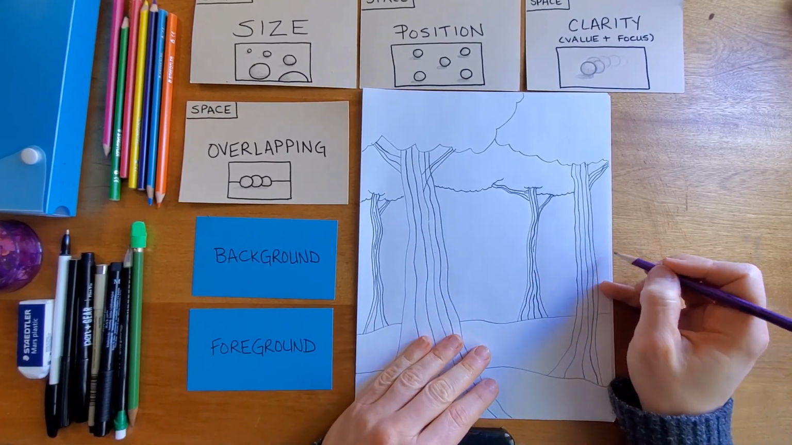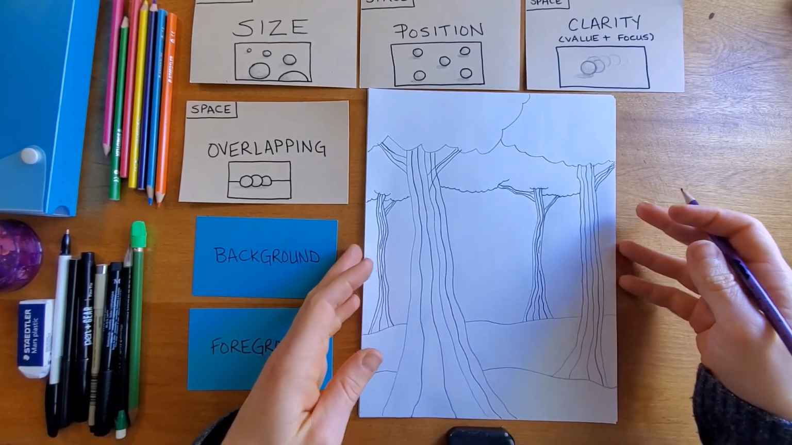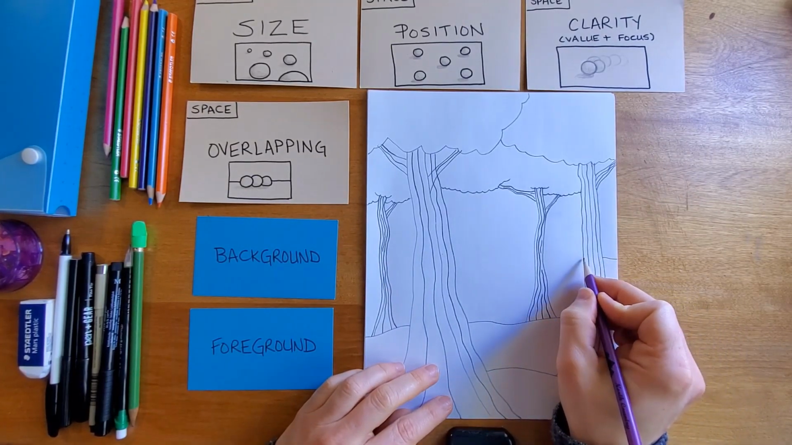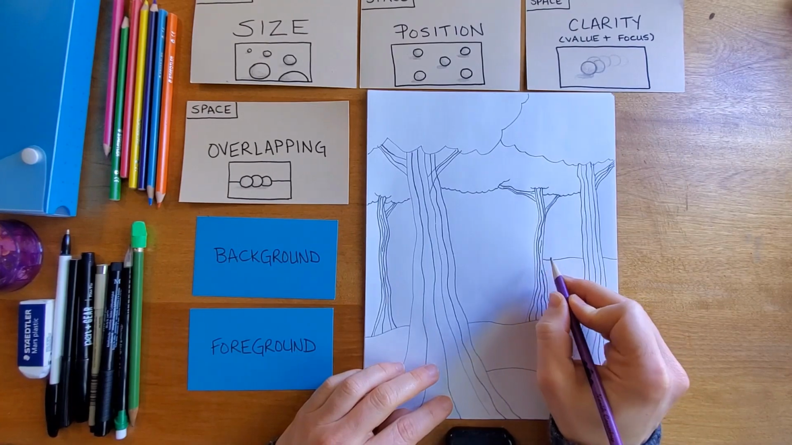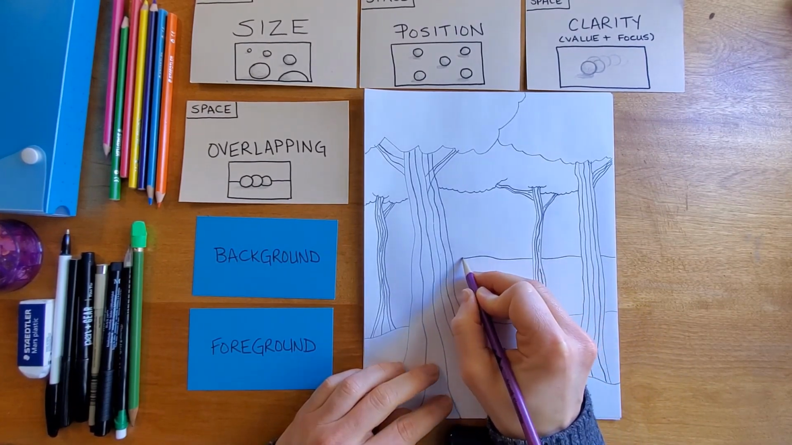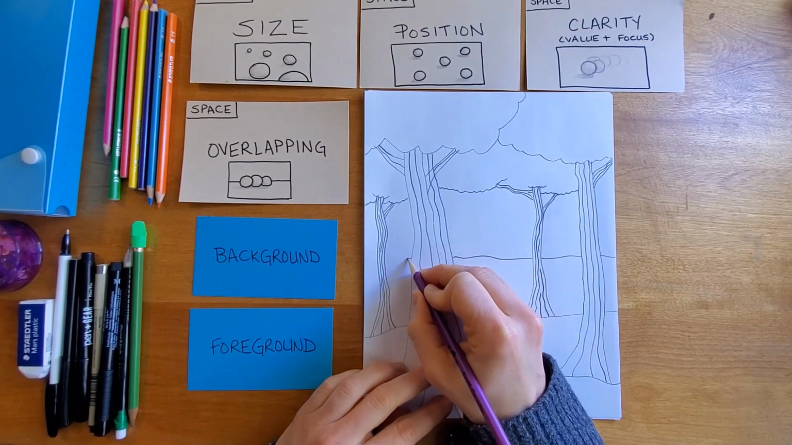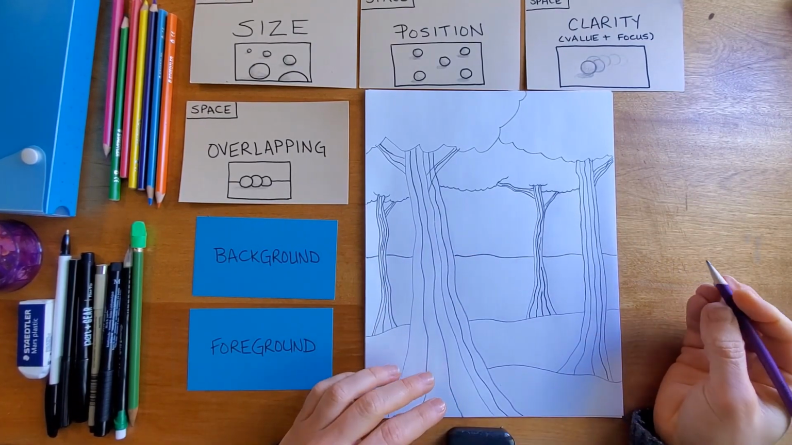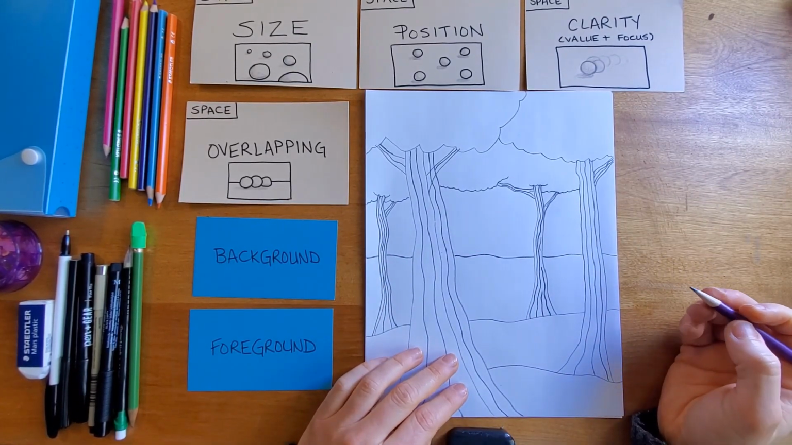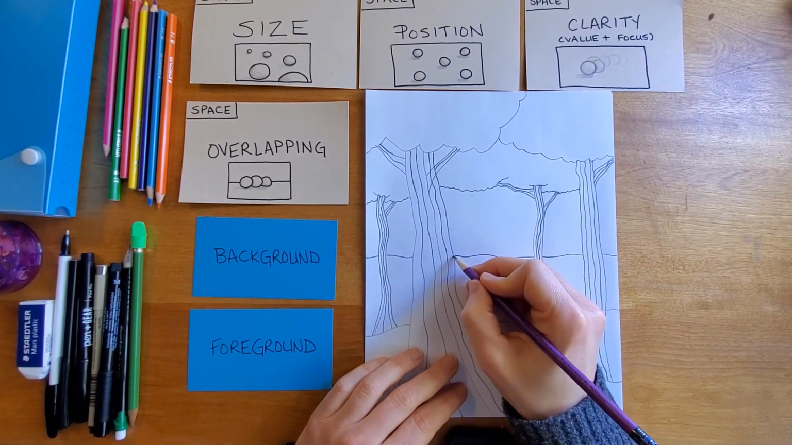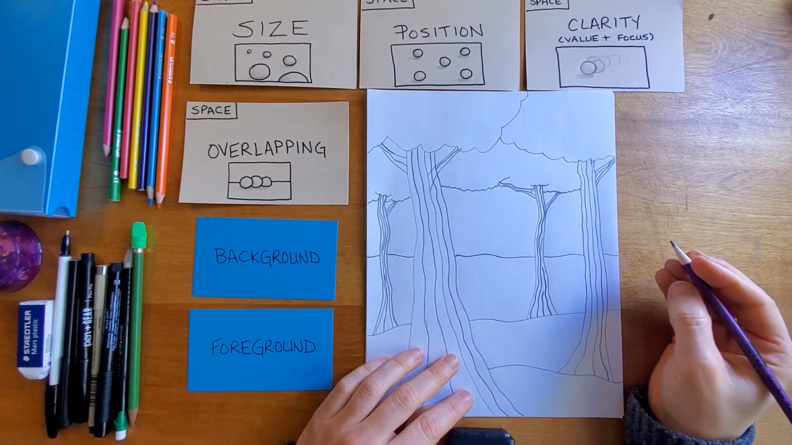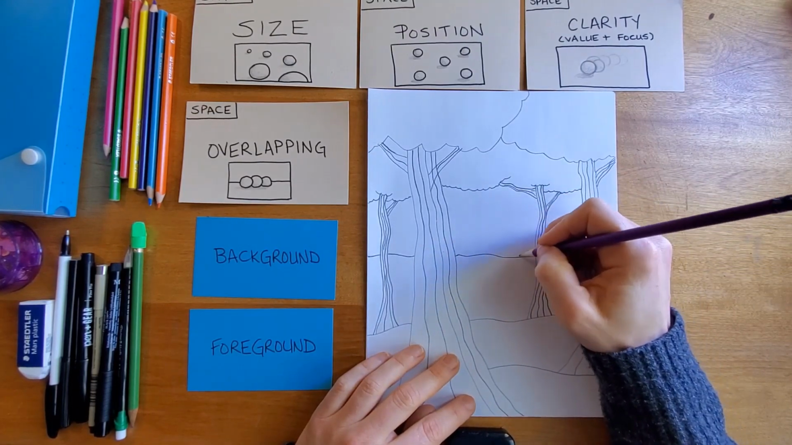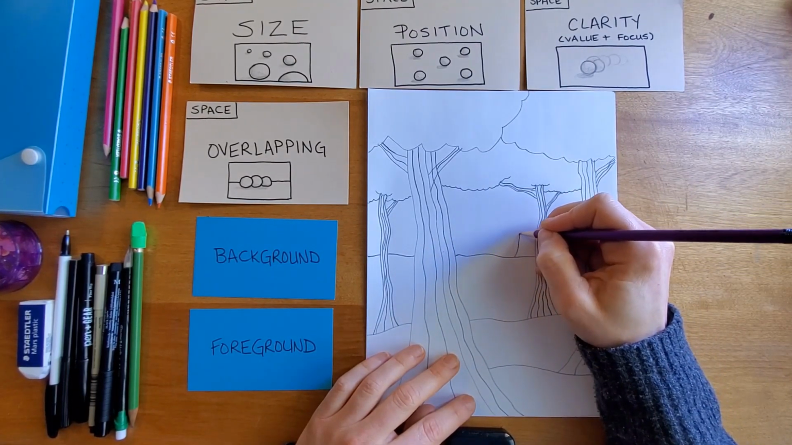All right, here's our last land line, and you know what? We're going to call this one our horizon line because it's going to be the line where the land meets our sky. So what we're going to do is this will be our last land line, and then way back here, some little tiny trees.